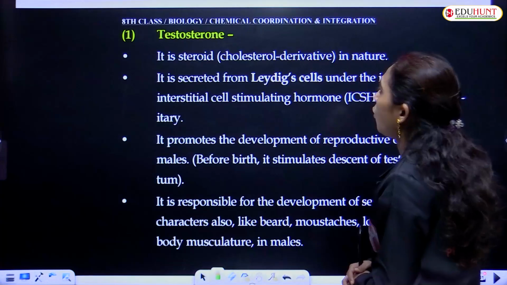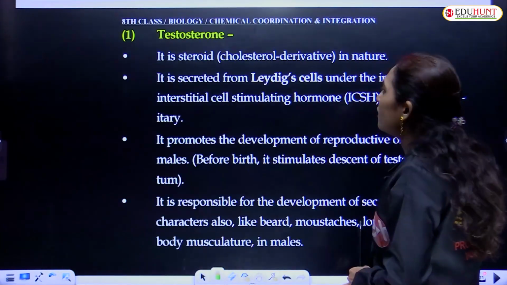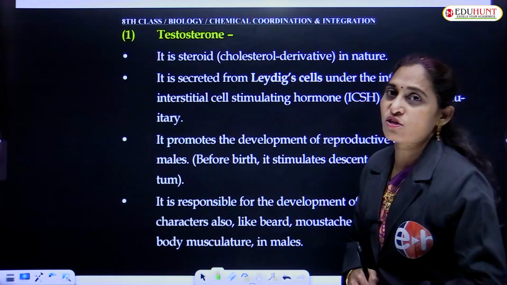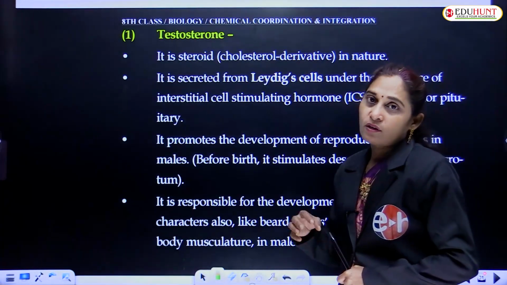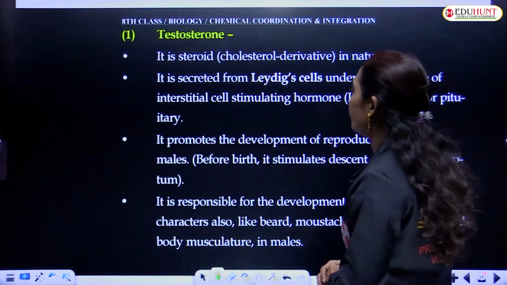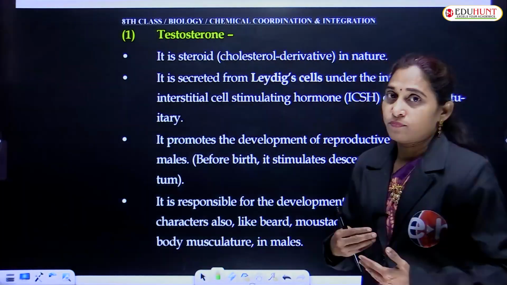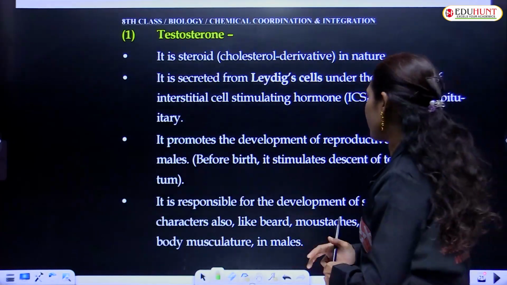Let us see the ovary. Testosterone is the male hormone, which is a steroid in nature, that is, a cholesterol derivative hormone. It influences the secondary sexual characters in males.